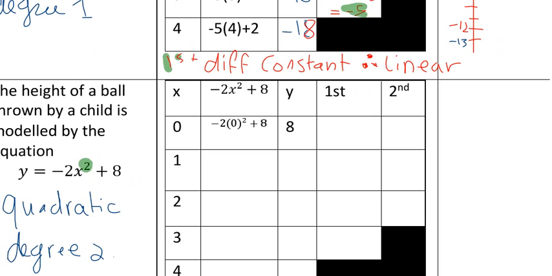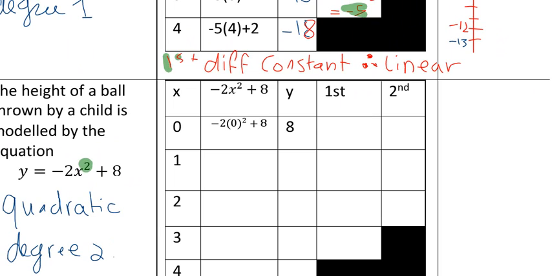So BEDMAS tells me I have to do what first? The exponent, right? So I have to do the 0 squared first. 0 squared is 0 times negative 2. 0 plus 8 is 8, sorry. Okay.